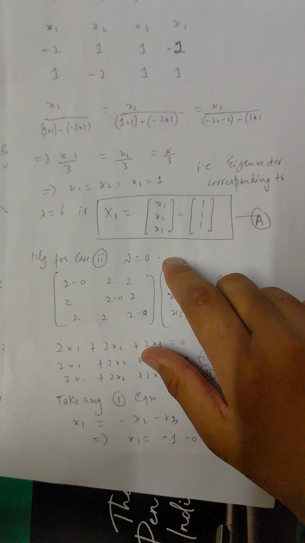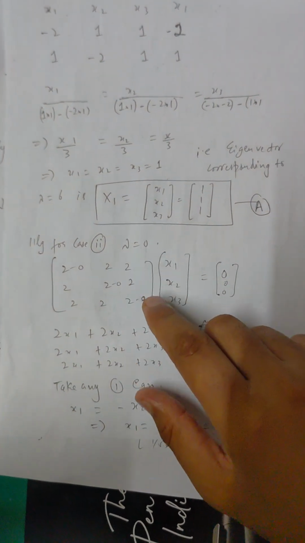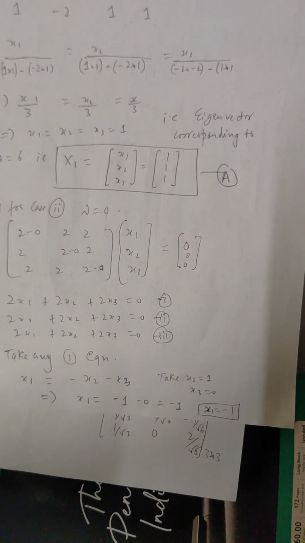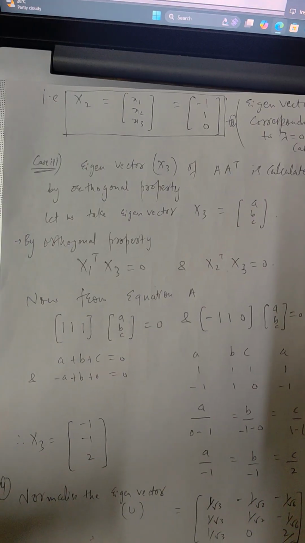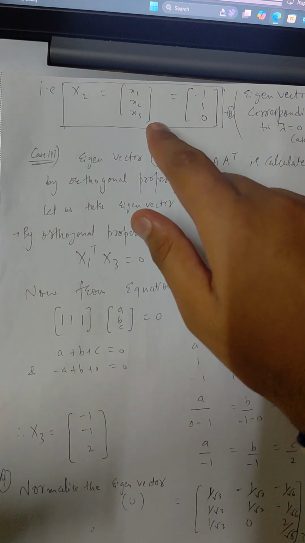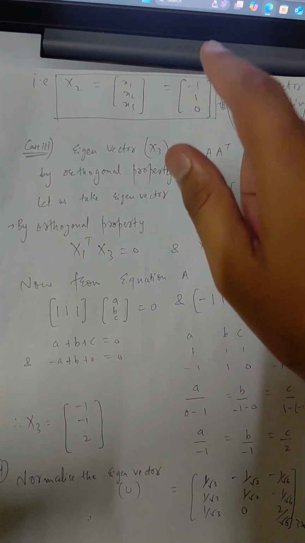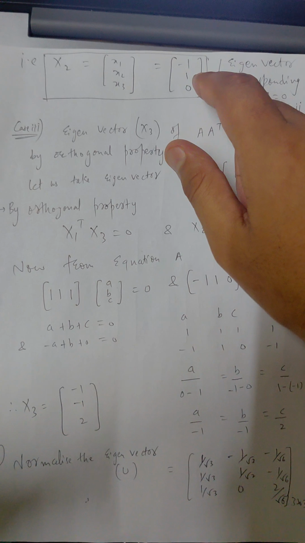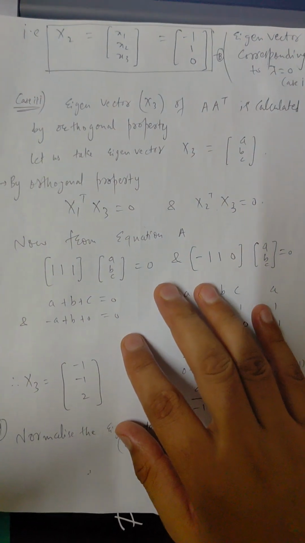Similarly for case second, when you put lambda equal to 0, you will get the eigenvalues and eigenvector as follows. So this is the eigenvector for lambda equal to 0 in the matrix A transpose, x1 x2, which is equal to minus 1, 1, 0.